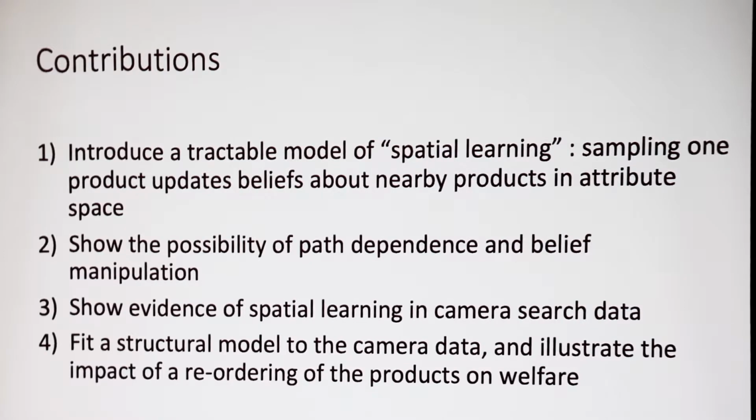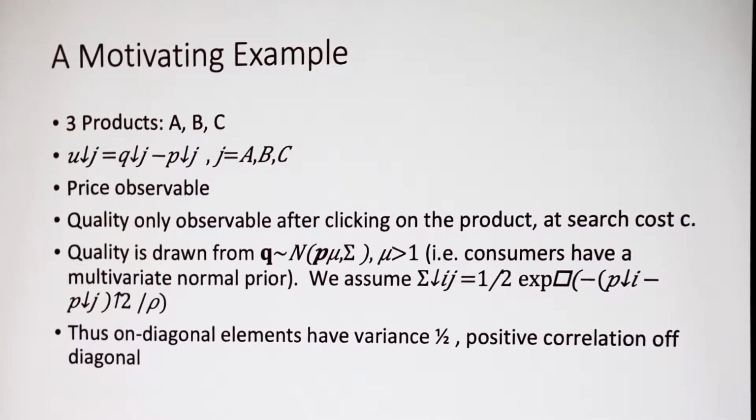And because of path dependence, it's possible for platforms to manipulate you. So if they can get you to start in the right place, which they might do, for example, by ranking something at the top of a list, then they also might be able to get you to end where they want you to end. Okay, and so that's interesting and only a feature of this model. And then we're going to show, if I get time to it, that there's some evidence of spatial learning in camera search data.